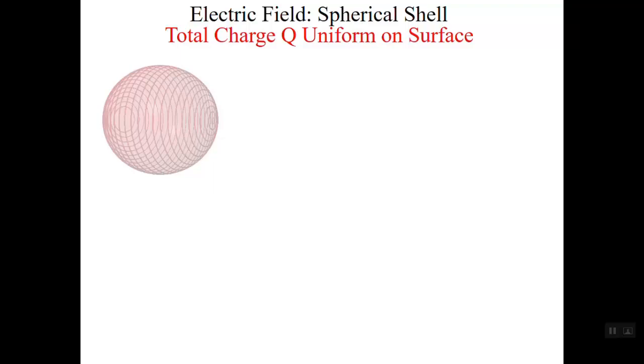Let's take the shell's radius to be capital R, and let's calculate the electric field due to the uniformly charged spherical shell at an observation location outside the shell indicated by the position vector R. Outside the shell means the magnitude of the vector R is greater than capital R. Then, in that case, the analytic result for the electric field of the charged shell is easy to state.